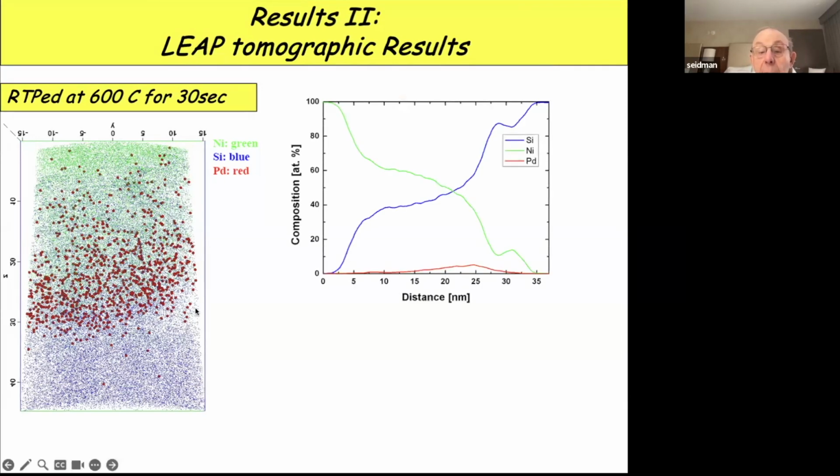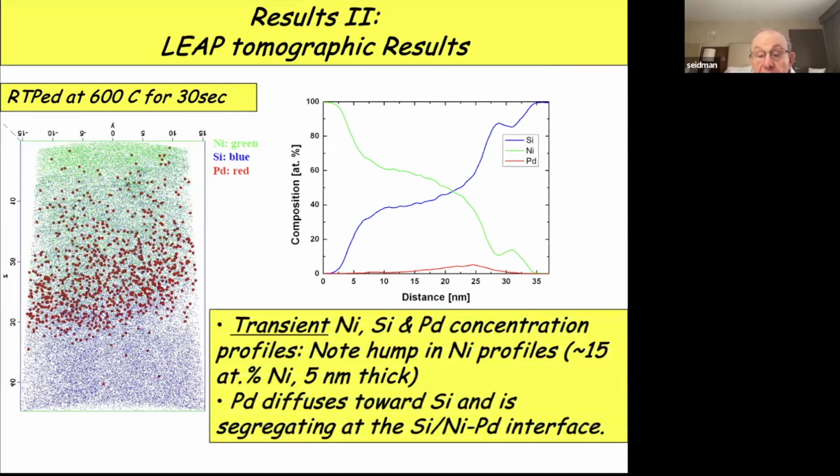And now you can look at it. It's not composition, the word should be concentration, as a function of distance along it. And you see in green is the nickel, and then the silicon is in blue, and the palladium is in red. So the two most important elements here are the silicon and the palladium. So you can see the distribution of those two elements very nicely. And all of that is relevant to the semiconductor industry.